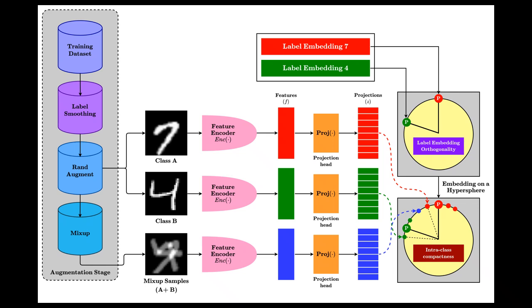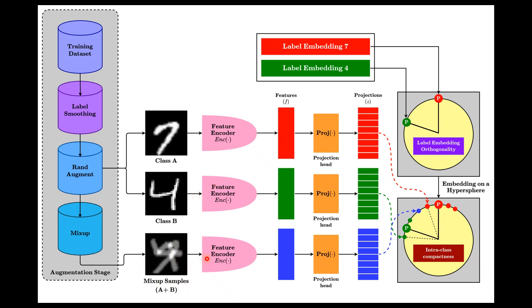Second, orthogonal label embeddings. Each class prototype is forced to be orthogonal to each other. Each class lives in its own subspace, and as a result, we can be confident that these features are not depending on each other. Third, mix-up and label smoothing are applied during representation learning, as you can see here.